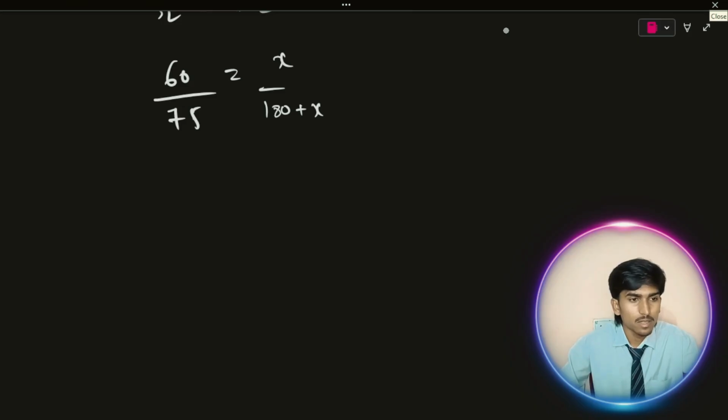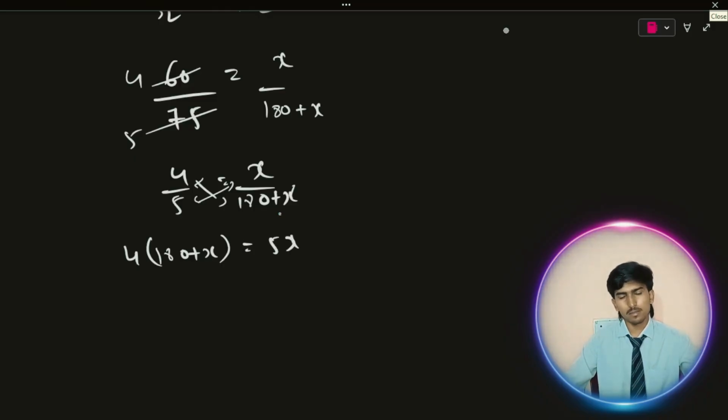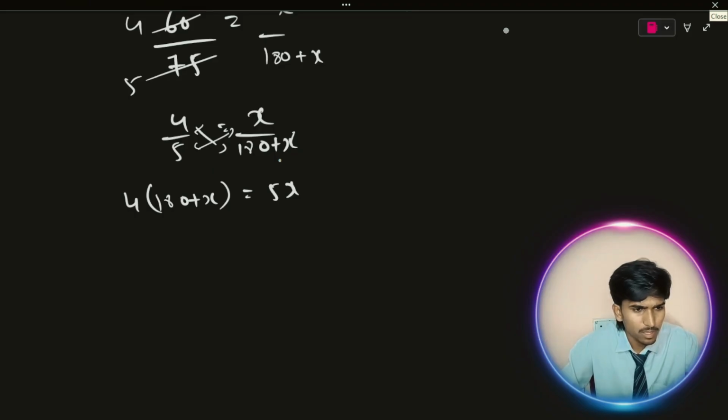15 fours are 60, 15 fives are 75, so 4 by 5 is equal to X by 180 plus X. Now cross multiplication: 4 into 180 plus X equals 5 into X. You can solve directly if you want, but to make everybody understand, I'm solving step by step. What is 4 into 180? It is 720, plus 4X, equal to 5X.